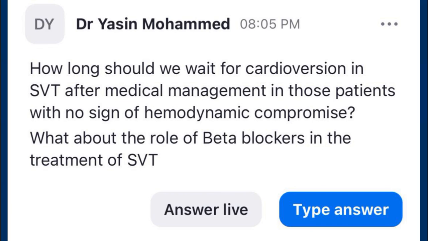The other question: how long should we wait for cardioversion after SVT? We know the half-life of the drugs. Adenosine's half-life is very short, close to 1 minute. If the patient is not responding in the first minute, usually the first dose we give is 6 milligrams, and repeated doses need to be of higher dose, usually 12 up to 18 milligrams when administering via peripheral lines. If the patient is not responding to them, based on availability, we can try IV beta blockers.